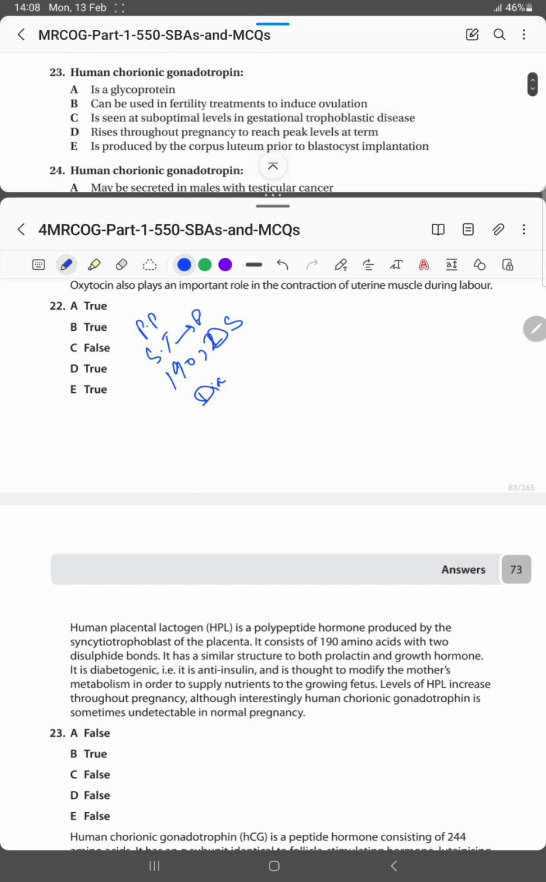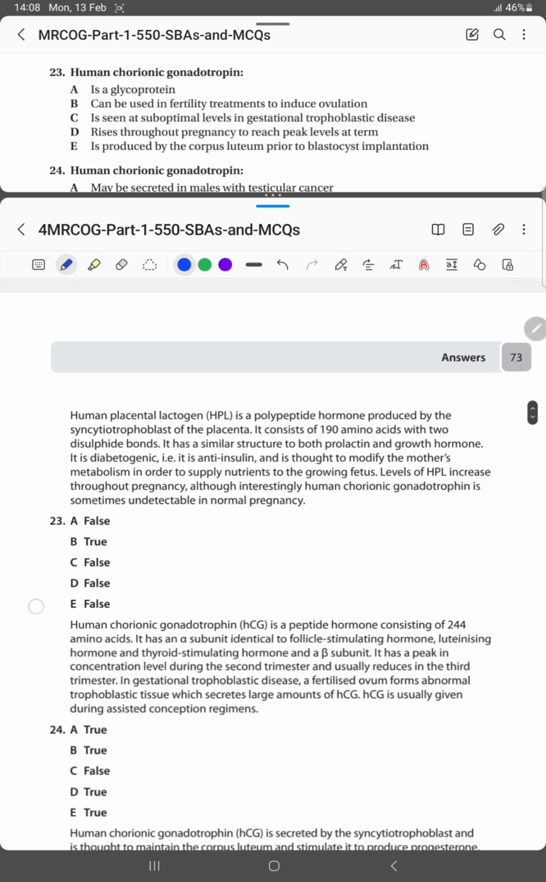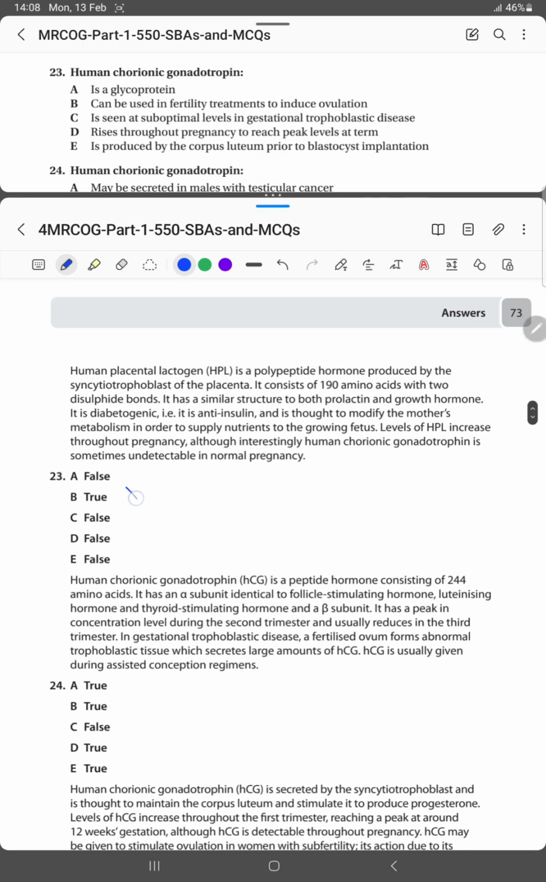Now the next question is the human chorionic gonadotropin, which we commonly call HCG or beta HCG. It is a peptide hormone and consists of 244 amino acids. It has alpha subunits which are similar to follicle stimulating hormone, luteinizing hormone, and thyroid stimulating hormone, and a beta subunit. It peaks in concentration during the second trimester and usually reduces in the third trimester. In gestational trophoblastic disease, a fertilized ovum forms abnormal trophoblastic tissue which secretes a large amount of HCG or beta HCG. HCG is usually given during assisted conception regimes.